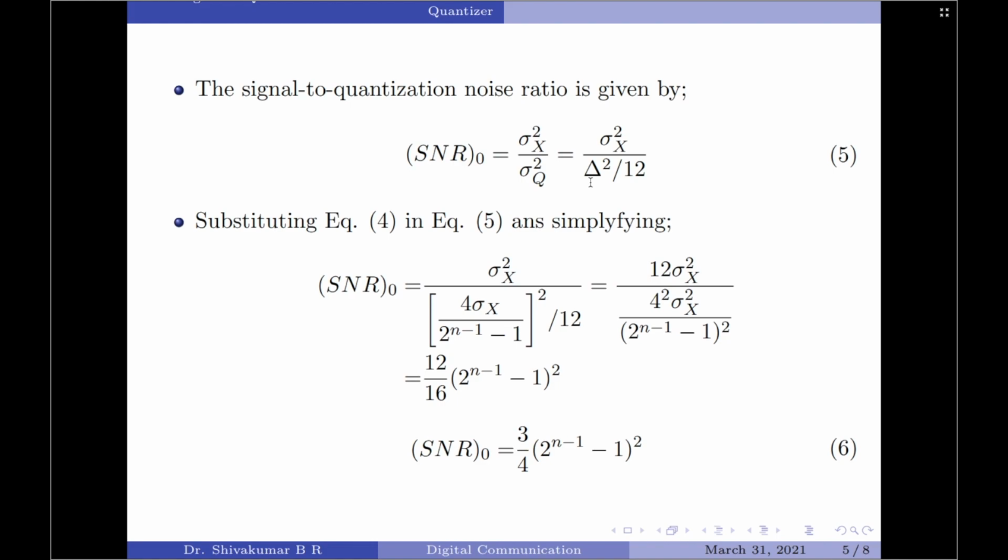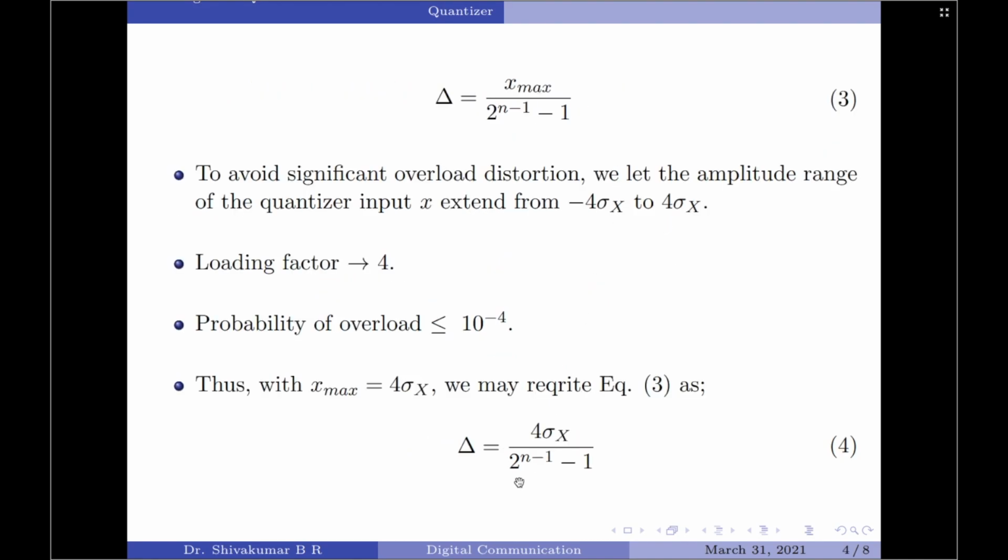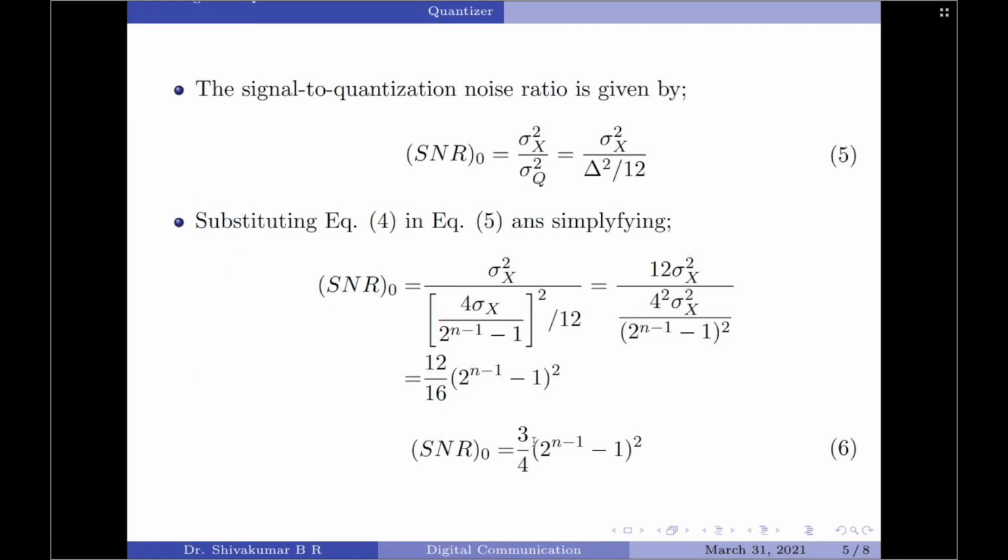I would like to request you to kindly refer to that video for more information on this derivation. Now coming back, since we have given the value of SNR output as sigma x square divided by delta square divided by 12, let us now replace for delta from equation 4 here. So this is what is written here. That is sigma x square divided by, this is delta, so delta square divided by 12.